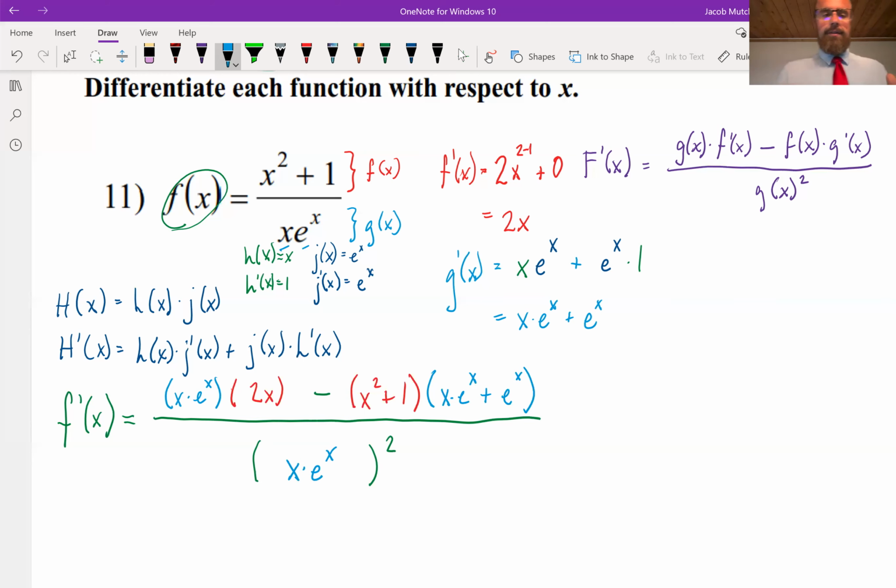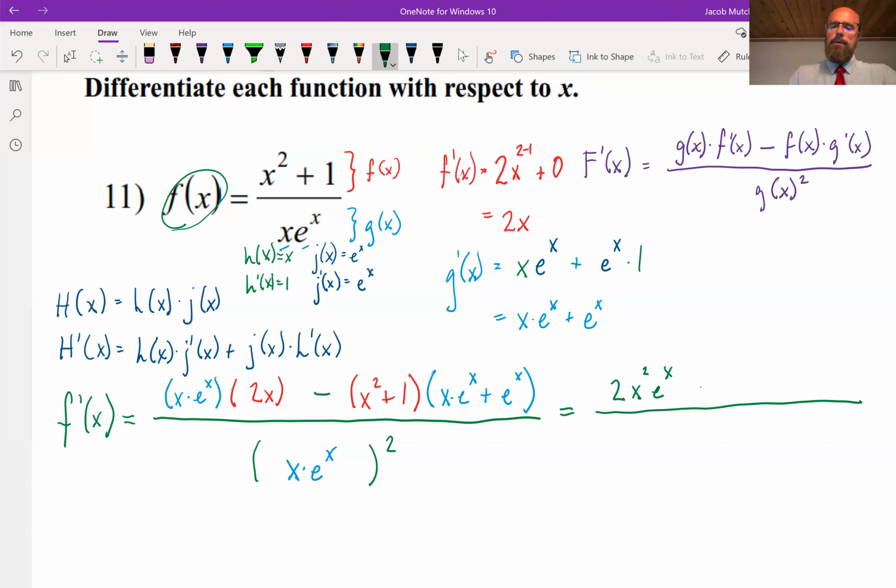So now we're ready to simplify. Let's combine some of these products. So we'll create our fraction again. For my first product, it's really going to be a monomial because it's a monomial times a monomial. So x times e to the power of x times 2x is going to be 2x squared e to the power of x.